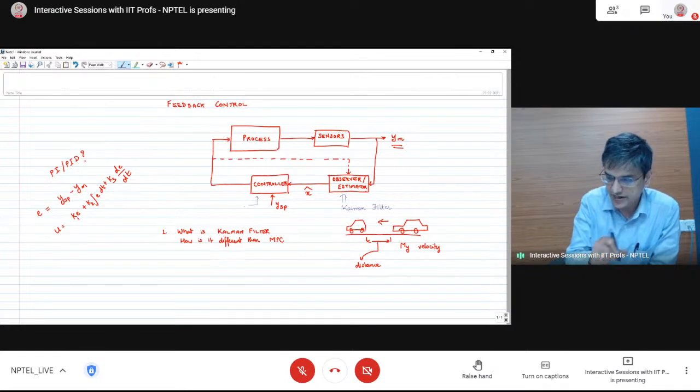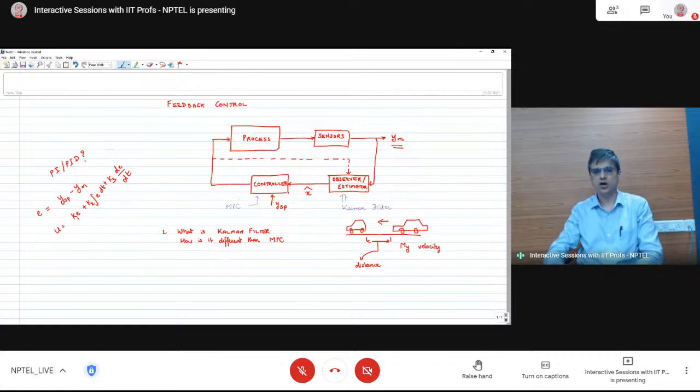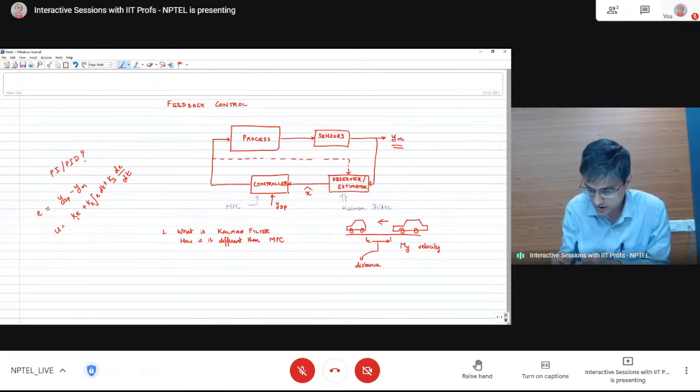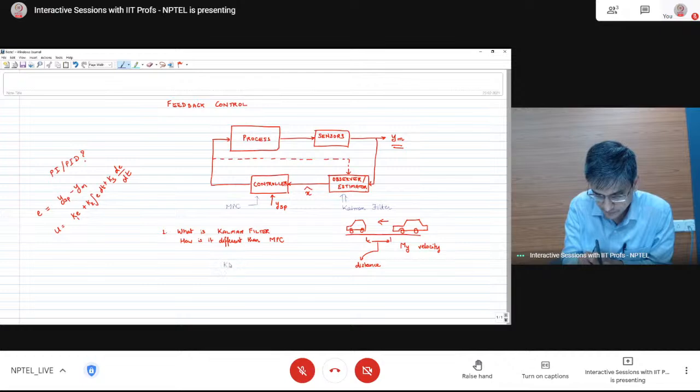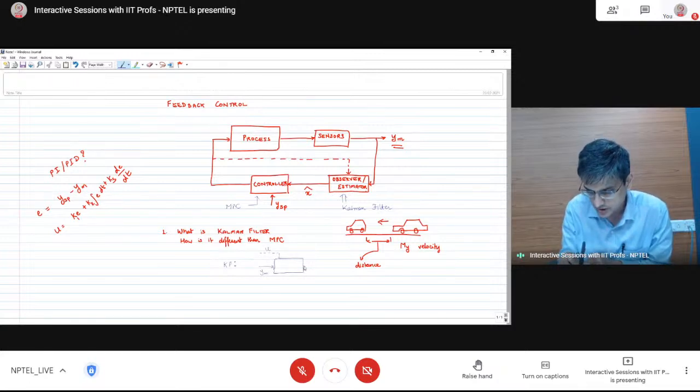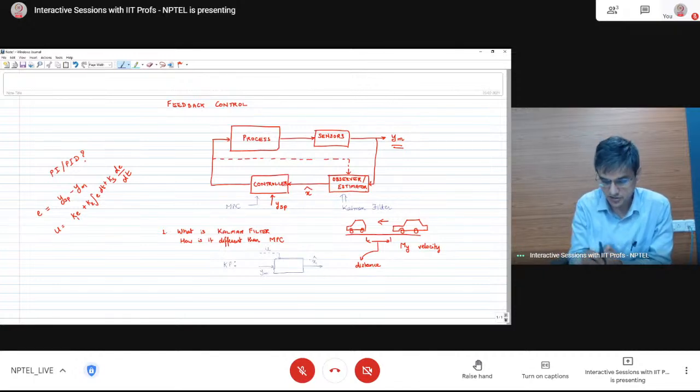This is where MPC can be used. Again, as I said, MPC is not the only algorithm that can be used over here. There are other algorithms as well. So what does Kalman filter do? It takes measured variables, takes the input information, and generates the state information.